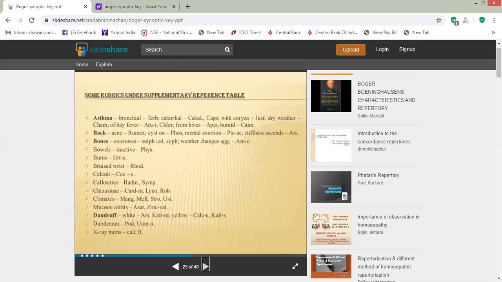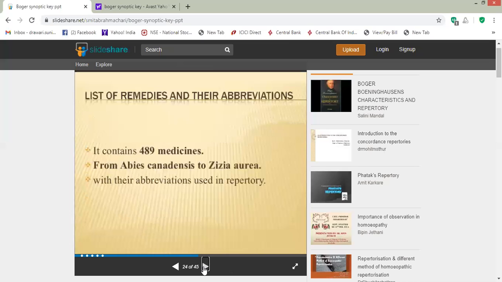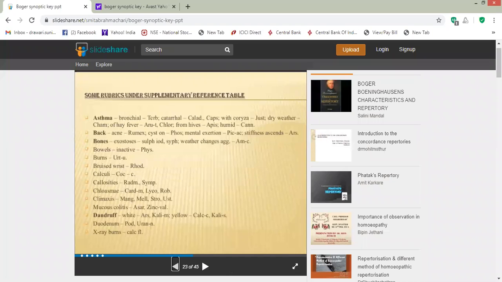Then dandruff: if white, it has different medicines; if yellow, it has different indicated medicines. In this way, some rubrics are given which are mentioned under the supplementary reference table. So in the next lecture, I will definitely clear the concept of antagonistic remedy and antidotal remedy. Okay.